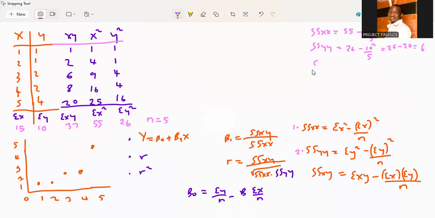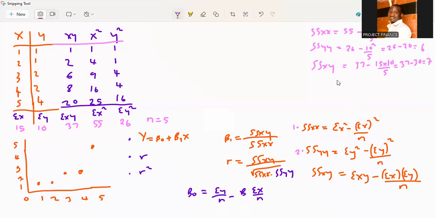Okay. So let's go to xy. What's the formula for xy? It's summation of xy minus summation of x times summation of y over n. So what is our xy? It's 37 minus what? 15 times 10 over 5. That's 37 minus 30, which is 7. So we have almost everything.